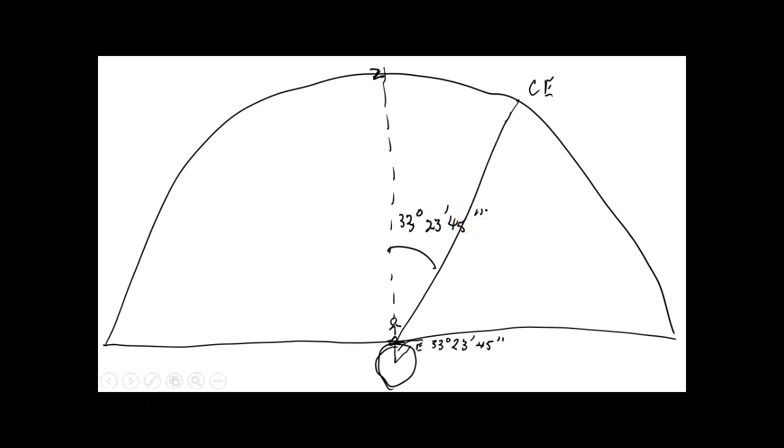Right? Now, we're asking for what range of declinations, and where is declination measured from? Does anyone recall? Celestial equator, from the celestial equator. So what range of declinations can stars have so that they never set, that is, they're always above the horizon? Okay?